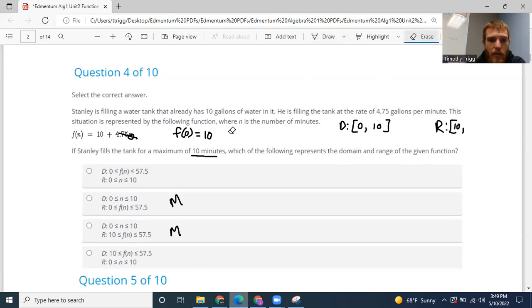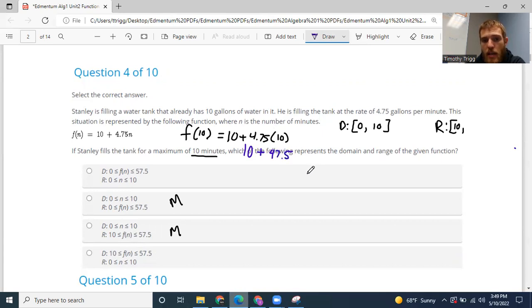Well, what's the maximum value in this case? For that, I'm going to do f of 10, again replacing the n with 10. So f of 10 would be 10 plus 4.75 times 10, again replacing the n in the function with the input 10. Well, what does that result in? 10 plus 4.75 times 10 is 47.5. And we go ahead and add those together. So that's 57.5.